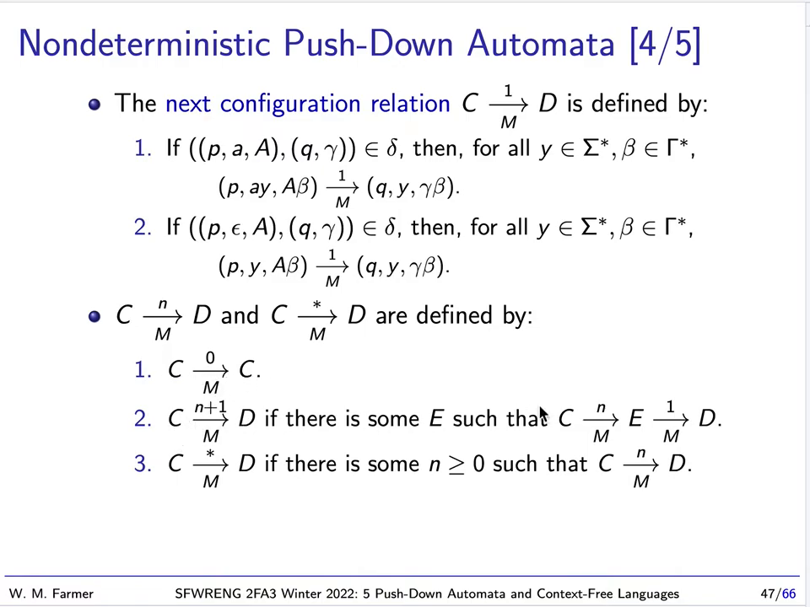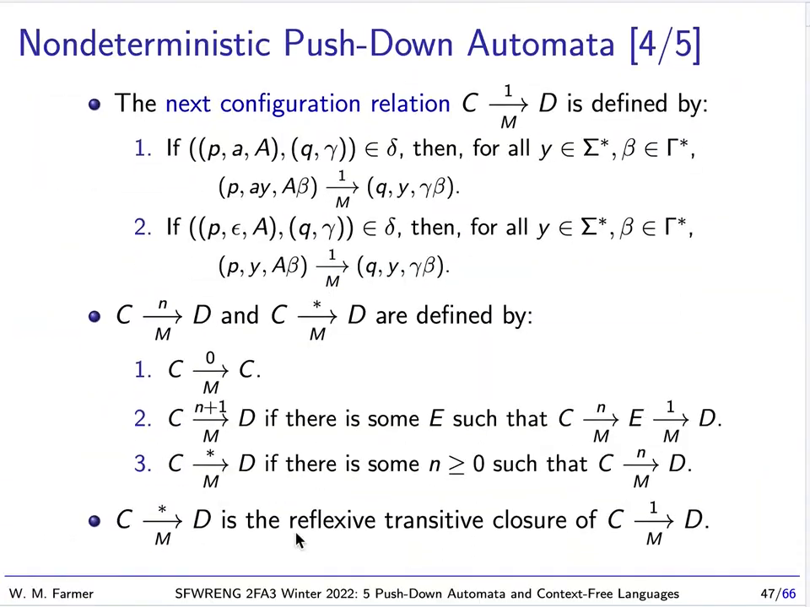For n steps, I should say n plus 1 steps, that's defined as taking n steps, then we use the next configuration relation to do the last step. So this is a recursive definition. And then star just means we can go from C to D in any number of steps. And it's worth noting that this star relation is the reflexive transitive closure of the next configuration relation.